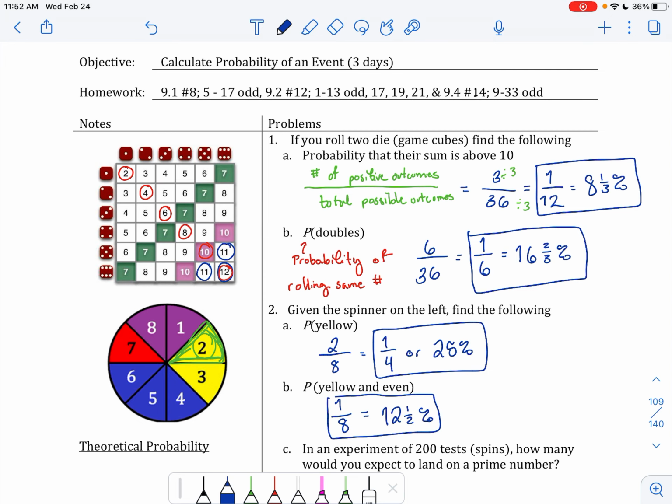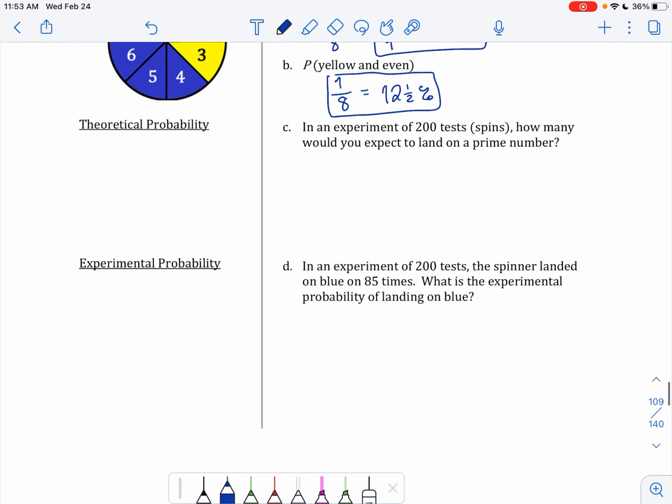Now we're going to add in a little bit of vocabulary here, and this will go into the second 2 days. Theoretical probability is the probability that we've been calculating up till now. Probability of what you predict should happen. So what you expect to happen.